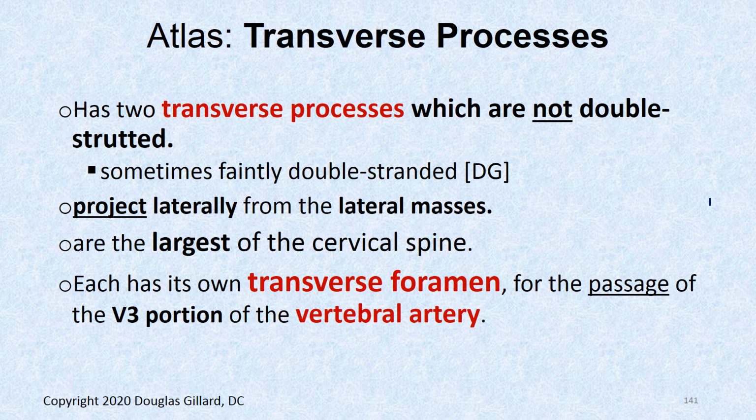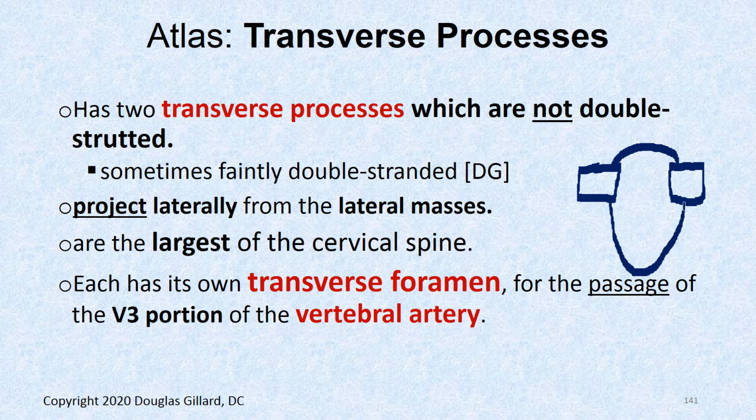Remember, atlas has no body, right? It's made up of four structures, really. There's a lateral mass, which is really like the articular pillars. Lateral mass is made up of the superior and inferior articular processes. And there is an anterior arch and a much bigger posterior arch. That's an overhead view of atlas, right? Then it has a transverse process sticking out here.